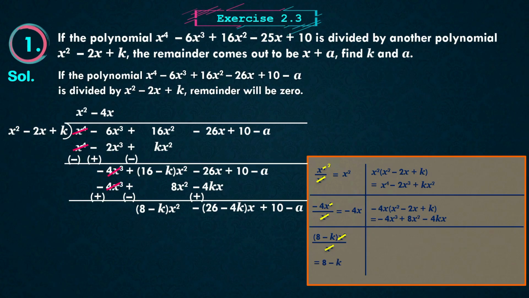Now multiply 8 - k with x^2 - 2x + k. After subtracting the terms, we obtain the final remainder expression. Since the polynomial is exactly divisible by the divisor, this remainder must be equal to 0. Using this condition, we can now determine the values of k and a in the next step.